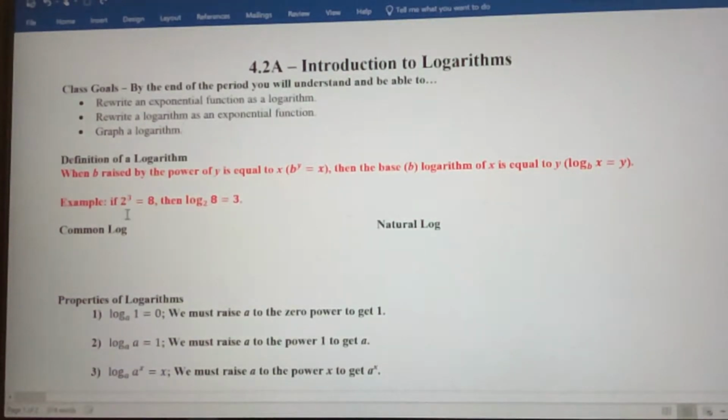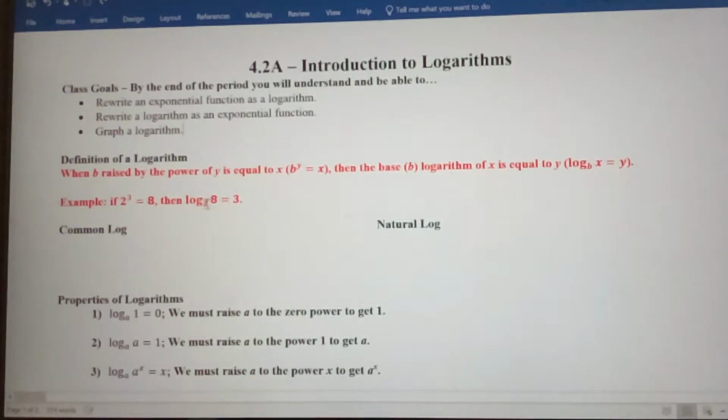So let's give a numerical example. We know 2 cubed is equal to 8. If we want to rewrite this exponential in logarithmic form, notice our 2 here is going to be the base of the logarithm. The exponent is going to be the solution. And what was the solution in exponential form goes along with the logarithm right here. So this equation is equivalent to this equation. These are the same, just different ways to write them.